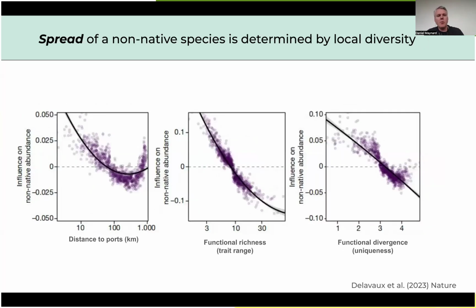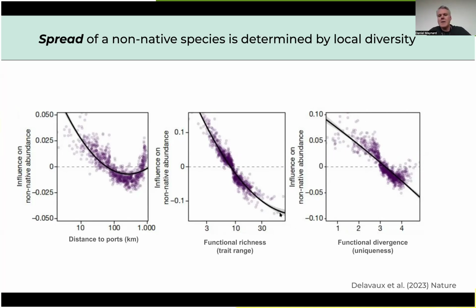However, when we look at spread, which is after a tree becomes established, its subsequent ability to grow, so this is essentially the density that a non-native species attains, we now see that spread is a biological result. Spread is still slightly driven by distance to ports. We see a similar trend, but we see this incredibly strong and very steep relationship with functional diversity, particularly functional richness, the range of traits within a community, but also functional divergence as well.